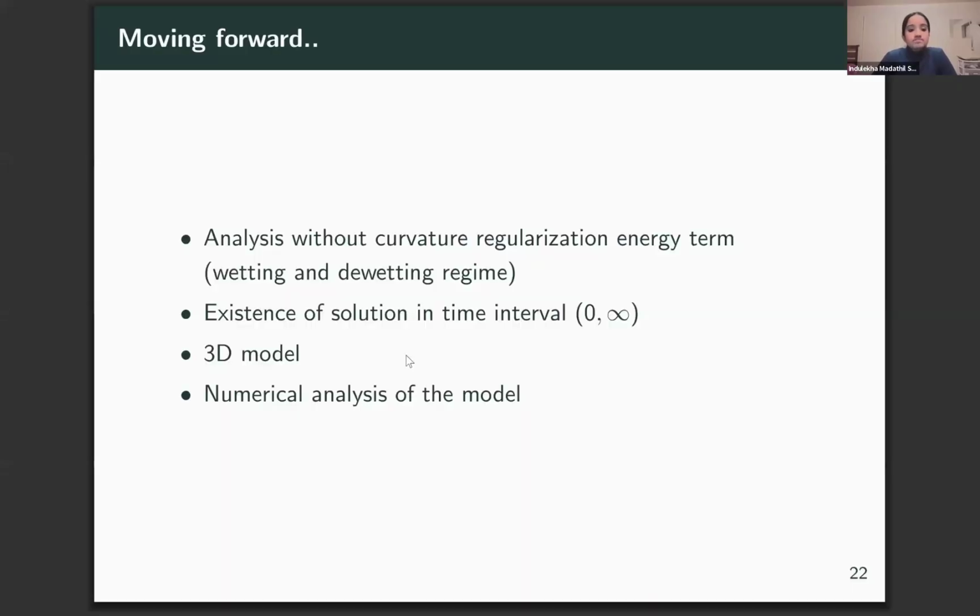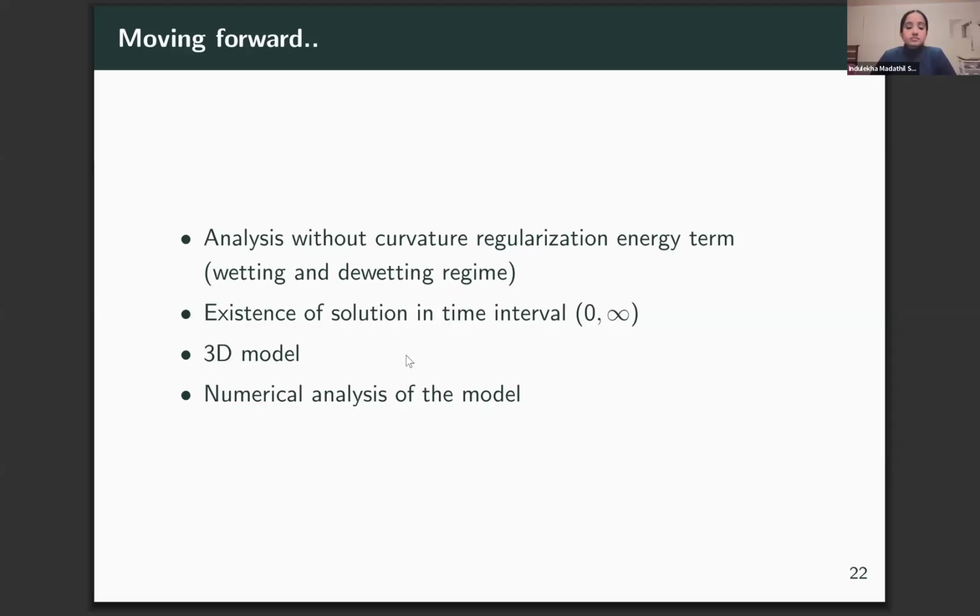Moving forward, we would like to analyze the system without the curvature regularization term, the smoothening term in surface energy that I was talking about, in both wetting and dewetting regimes. In the work that I was talking about, we had the existence of solution only in a short time interval, 0 to T, with T dependent on the parameters of the system. But we would like to study the existence of solution in 0 to infinity.